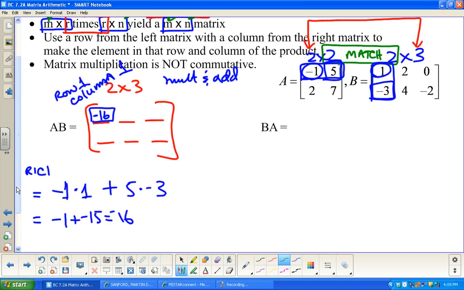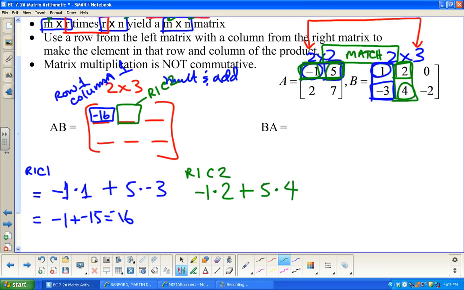Okay, so the question now is, where is this? Well, this is row 1 column 2. So I'm going to use row 1 and column 2, and I'm going to do the same kind of thing. For row 1 column 2, I'm going to do -1 times 2 plus 5 times 4. When I get done with all of that, that's -2 plus 20, so 18, and that's 18 right there.